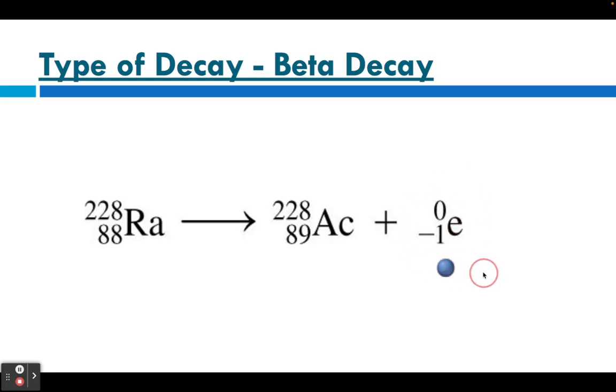We said before that electrons are outside the nucleus, but something happens when particles break down: you can produce an electron from the nucleus. So this here is called the beta particle. It's basically an electron released from the nucleus. That's what we call a beta particle.